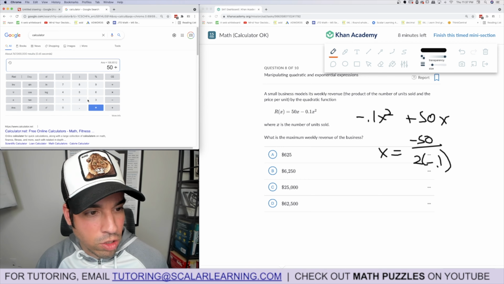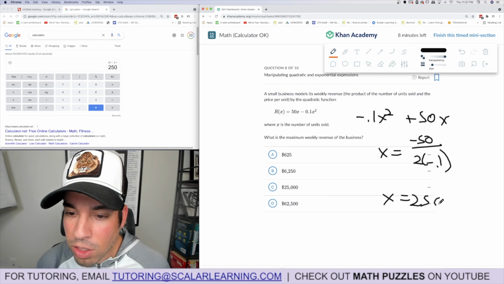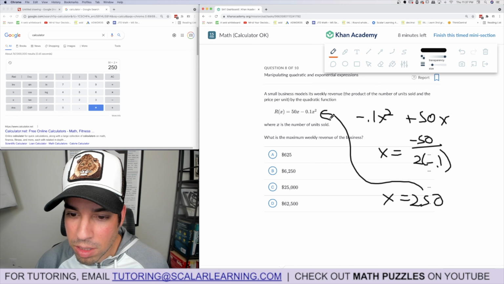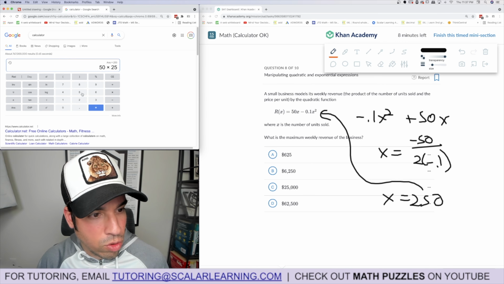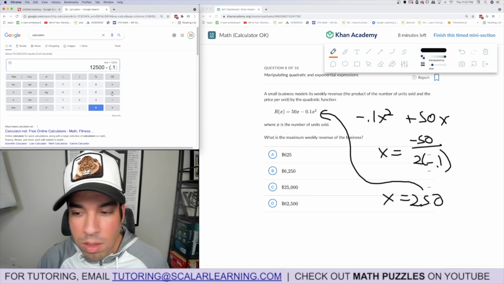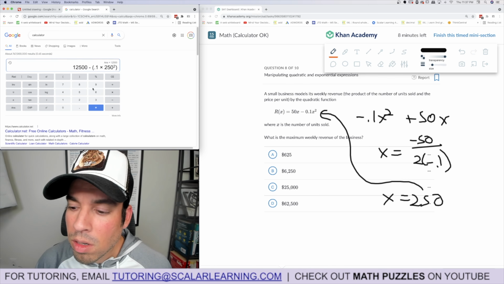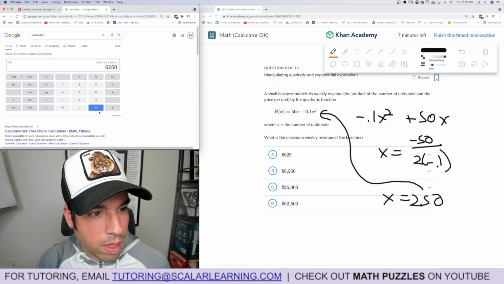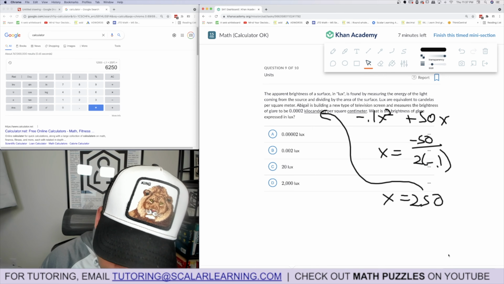I know it's 250, but let's just do it to be safe. 250. So the max occurs at 250, but that's not the max revenue. And then we plug it in here. So 50 times 250 minus 0.1 times 250 squared. Just making sure I didn't make any mistakes. And we get 6,250. So that's the max revenue, the max of a quadratic. Cool.